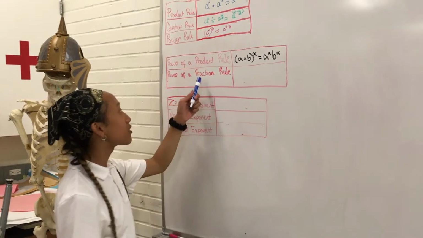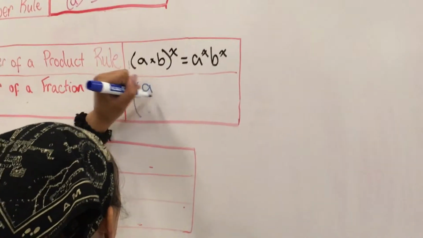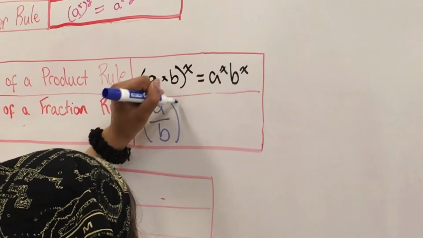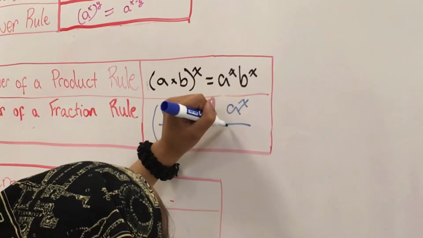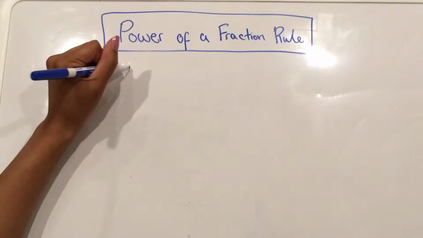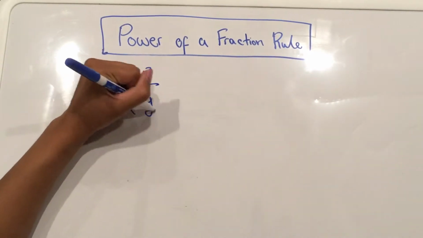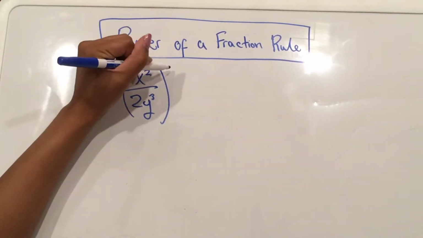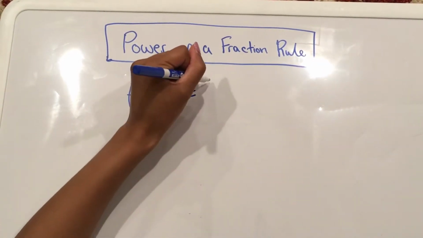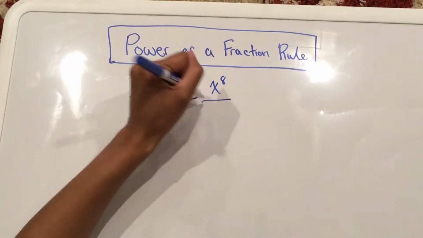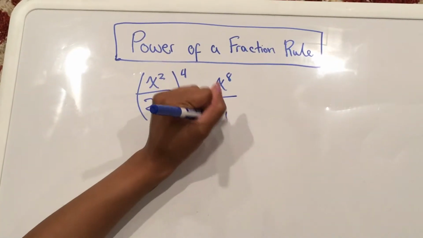Next, we have the power of a fraction rule. In this, you would have a over b and all of that raised to the x, which equals a to the x over b to the x. So let's say you have x squared over 2y to the third, all raised to the fourth power. You would have x to the 8th over 2 to the 4th, which is 16, times y to the 12th.